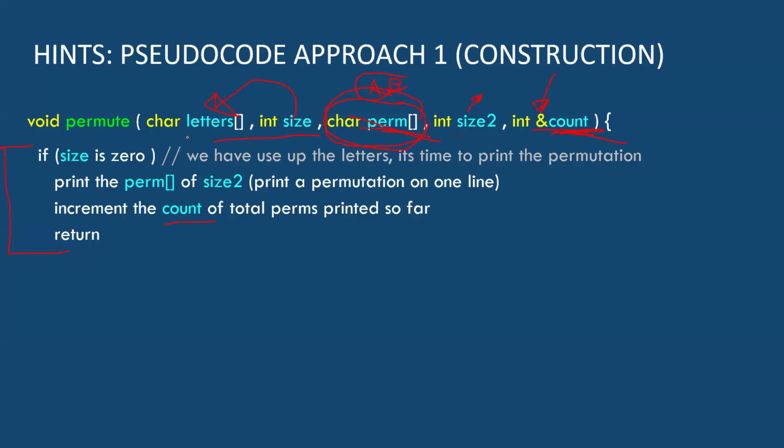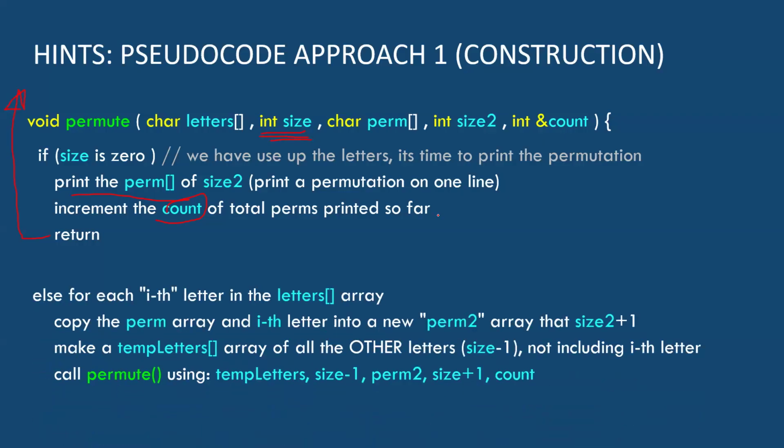If the size is 0, that means we've built up a permutation over here. Let me get rid of my scribbles. And it's time to print out that permutation, increment the count, and return to the next higher level of recursion. Remember, we don't just immediately go back to main. We have to walk back up every rung on the ladder till we get to the top of where main is. And we don't really know here how far down we are.